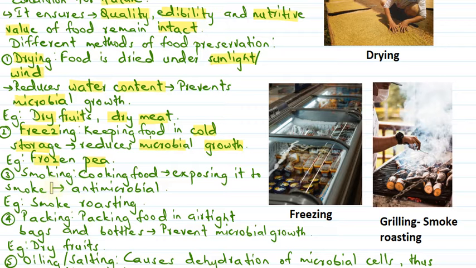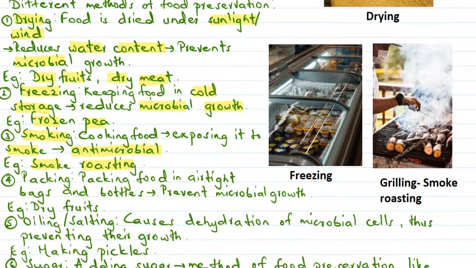Then there is smoking. In smoking, food is cooked by exposing it to smoke, and this smoke is antimicrobial in nature, thus microbial growth would be reduced. Here we can see grilling, which is a type of smoke roasting. Smoke roasting is an example of the food preservation method, smoking.